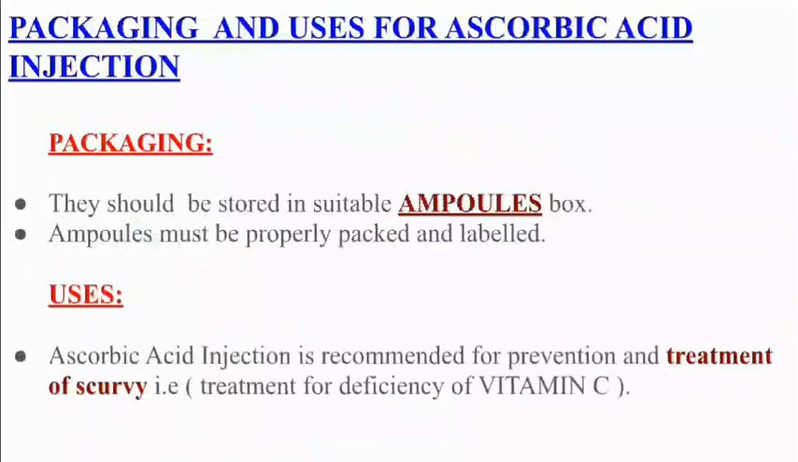What are the packaging and uses for ascorbic acid injection? Packaging: it should be stored in suitable ampoule boxes. Ampoules must be properly packed and labeled. Uses: ascorbic acid injection is recommended for prevention and treatment of scurvy, that is, for deficiency of vitamin C.